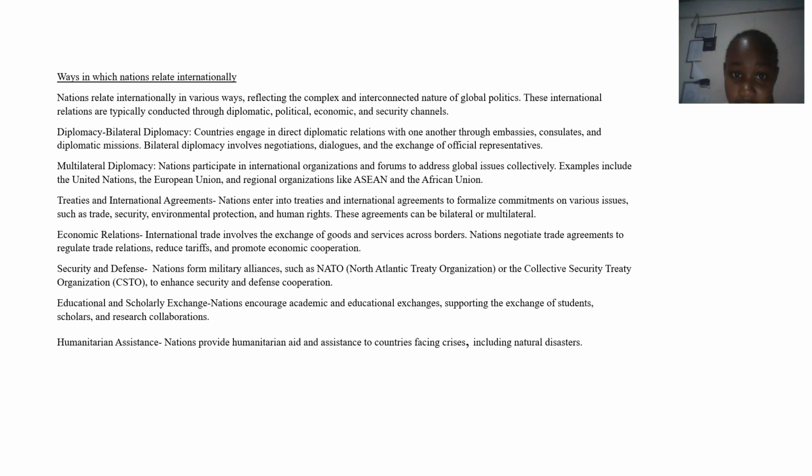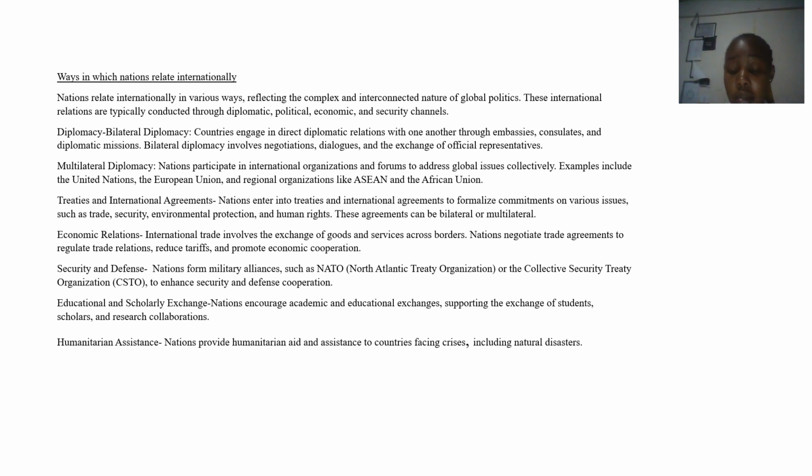Ways in which nations relate internationally. Nations can relate internationally in various ways, reflecting the complex and interconnected nature of global politics. These international relations are typically conducted through diplomatic, political, economic, and security channels. We begin with bilateral diplomacy. Countries engage in direct diplomatic relations with one another through embassies, consulates, and diplomatic missions, with bilateral diplomacy involving negotiation, dialogues, and exchange of official representatives.